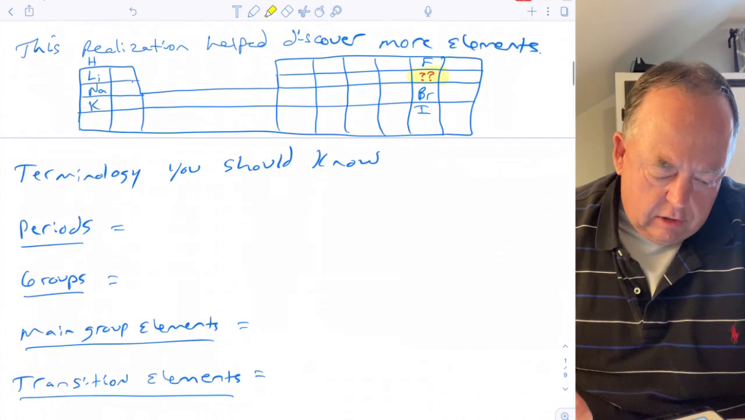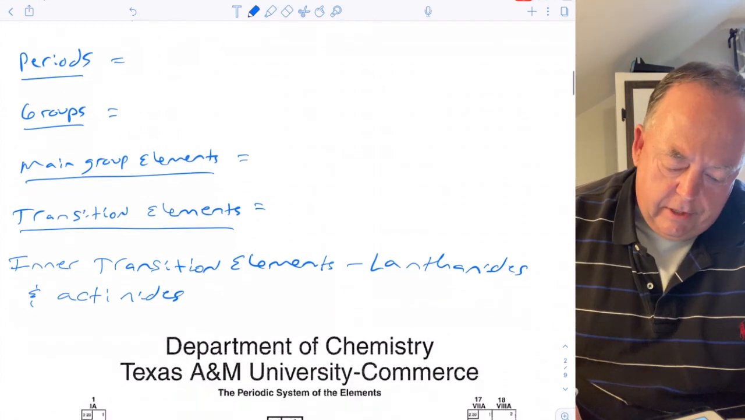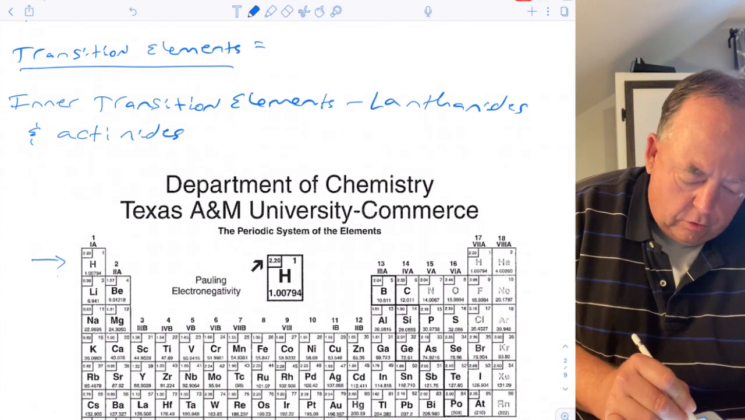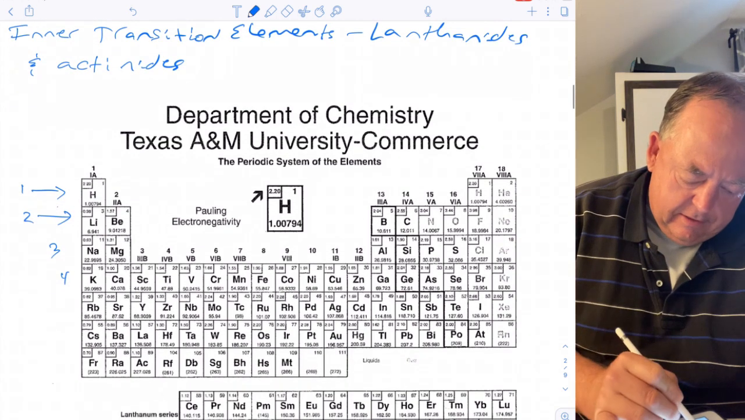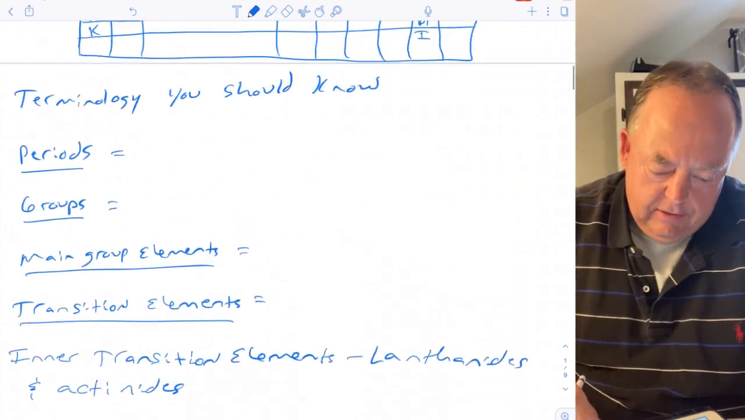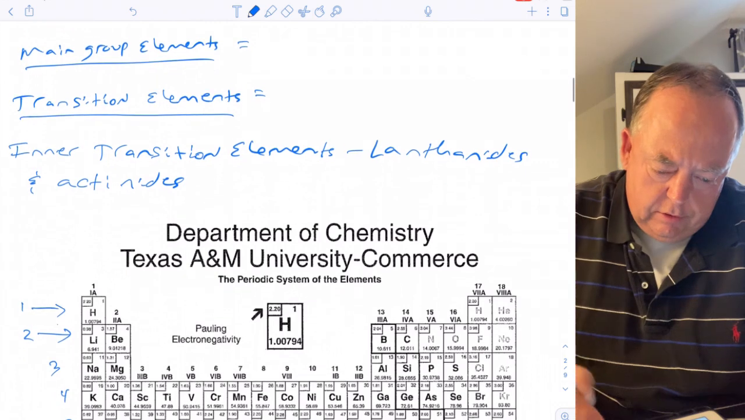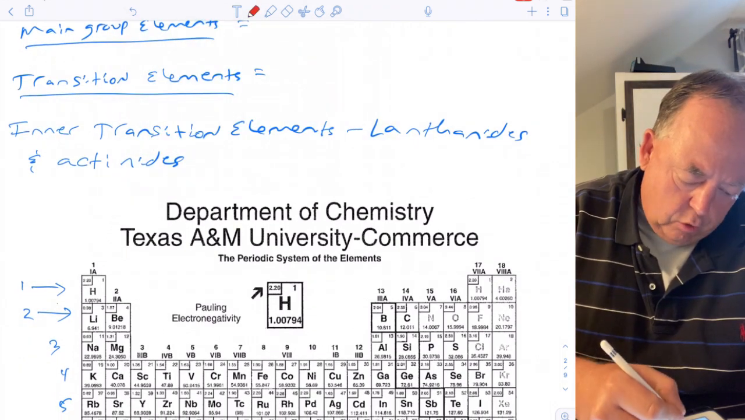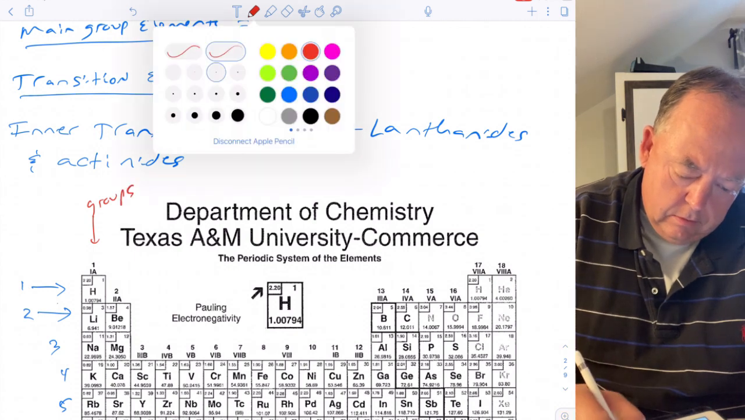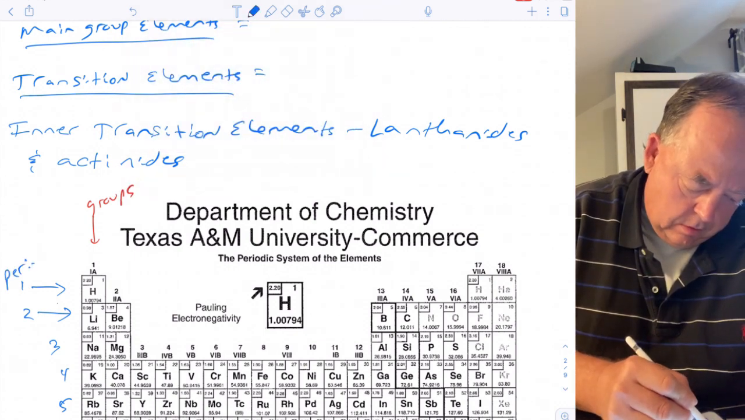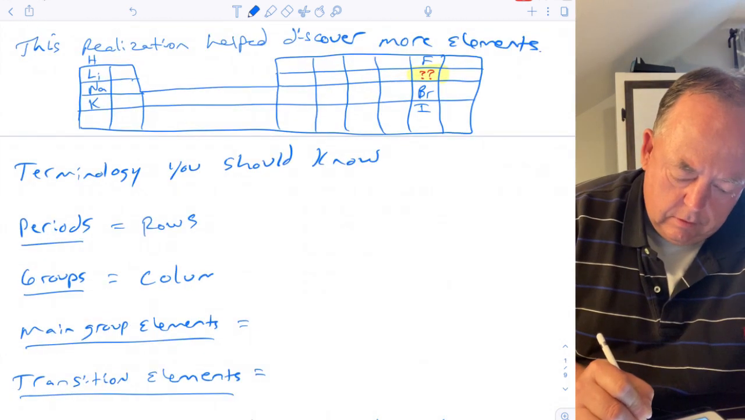Okay, so with regards to the periodic table, there's lots of terminology that you should know. First, what is a period? A period is a row. So that's period 1, period 2, period 3, 4, 5, 6, and 7. So periods means rows. And groups would be the columns. Okay, so groups are the columns.